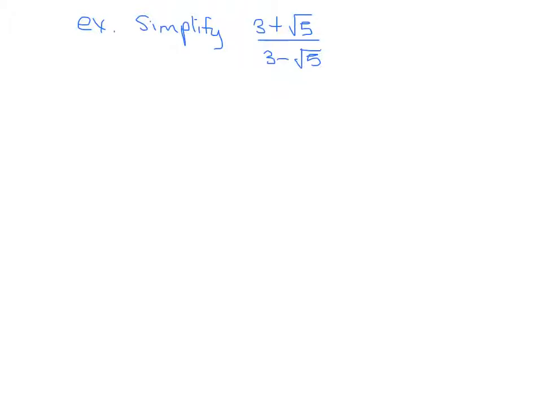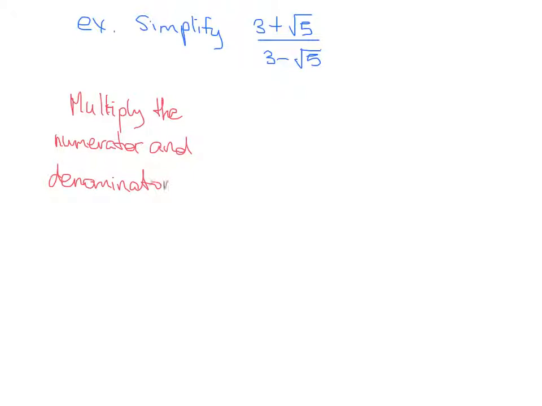So what do we do then? All right, well, in this case, we have to multiply both the numerator and the denominator by the conjugate of the denominator. So we're going to write that down and explain why. So multiply the numerator and denominator by the conjugate of the denominator.